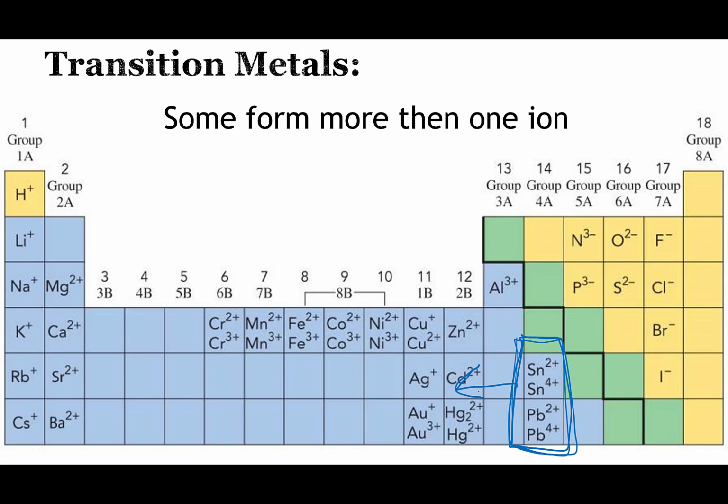So if I were to write the chemical name for one of these compounds, I would write something like tin 2 and then the nonmetal. So those two both need Roman numerals.